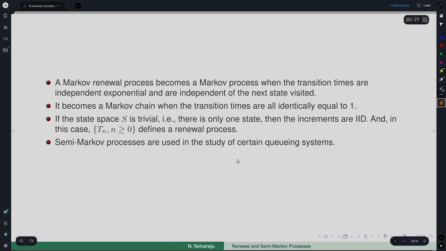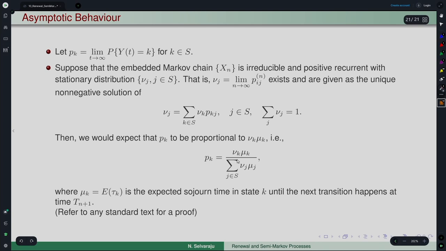So, these are used in the study of certain queuing systems. Now, we will just state the asymptotic behavior, though we are not going to prove this. Suppose we are interested in the semi-Markov process Yt, and what happens as t tends to infinity. We said that the semi-Markov process inherits properties from its embedded Markov chain. If the embedded Markov chain is irreducible and positive recurrent and has a stationary distribution nu j, that is the long run proportion of time you find it in state j, as you remember.